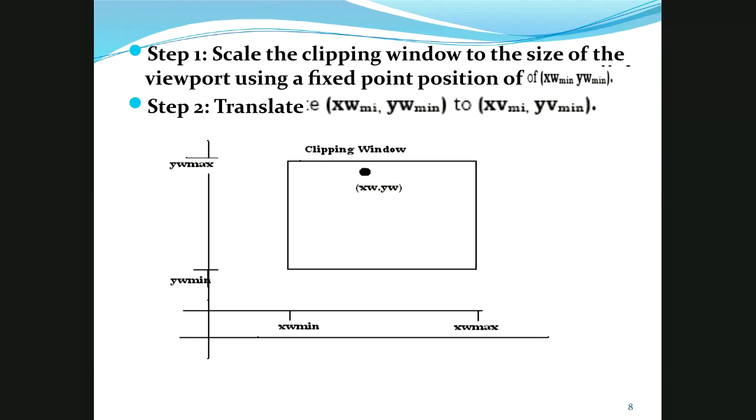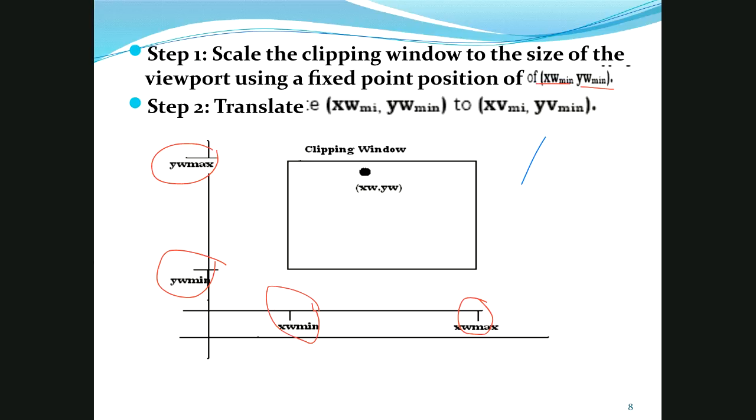See the example they gave. First, scale the clipping window to the size of the viewport using the fixed point position. The fixed point position is x window minimum, y window minimum. In the x and y plane, you first make the minimum position, the fixed point position, of what you want as the clipping window. Then the second step is to translate this window minimum position to the viewport minimum position.